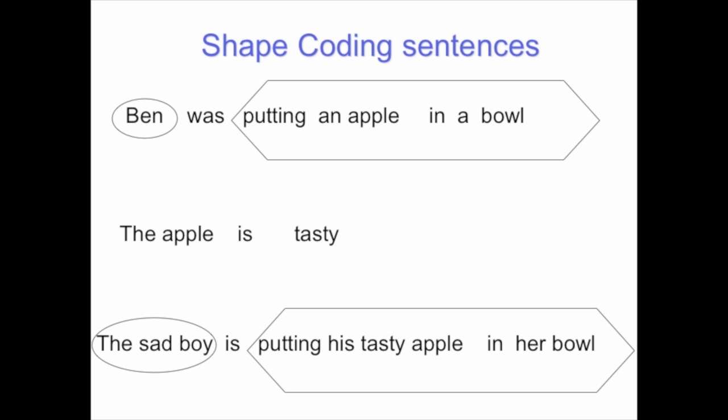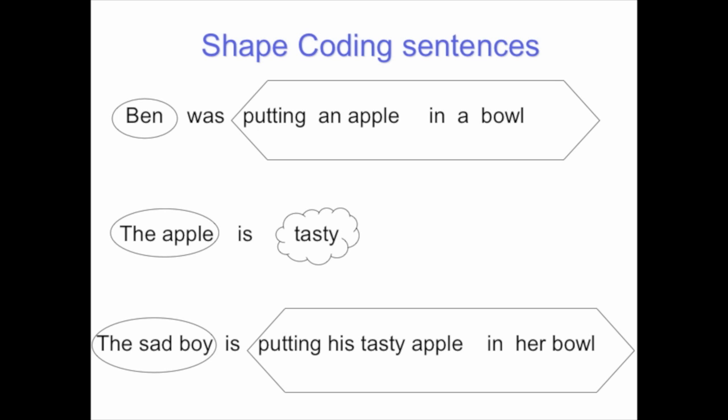And putting his tasty apple in her bowl, rather. And tasty tells you what the apple is like. If you want to, you can put the internal structure in. Now, I only tend to use the bits that I need for what I'm actually teaching today. So if I'm trying to focus on the internal structure of the verb phrase, then I would put these in. And if I'm not, I would leave them out, because it gets very complicated if you put everything in.